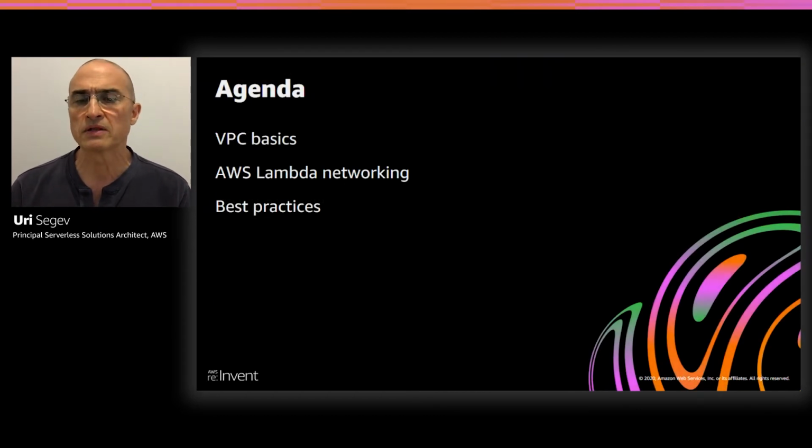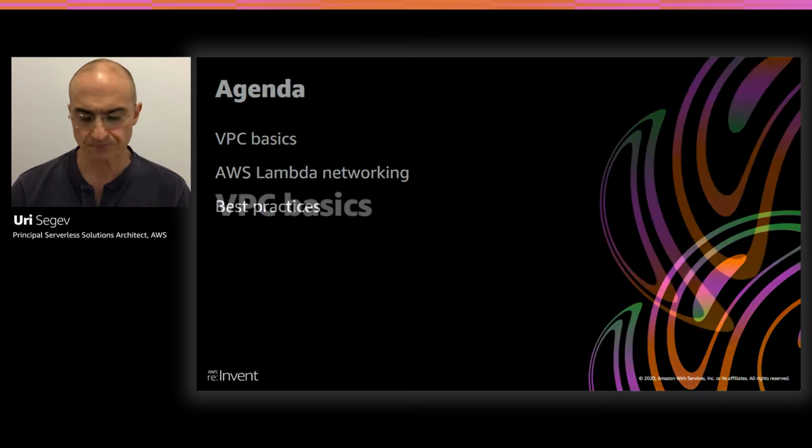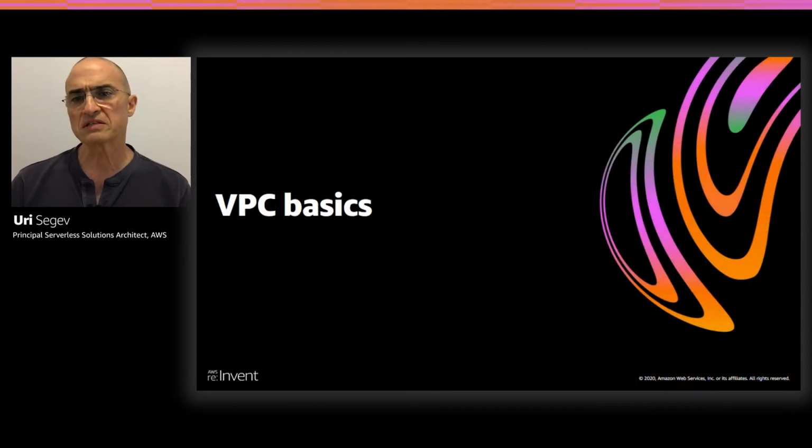Today we will talk about Lambda networking. We will start by getting familiar with networking in AWS, and more specifically the VPC. We will then see how Lambda uses the network, and then we will finish with a list of best practices for networking with Lambda. So as promised, let's start with getting familiar with the VPC.